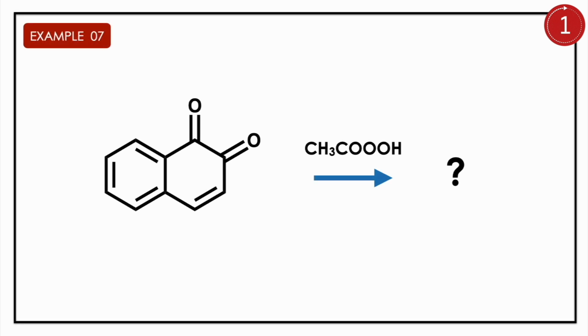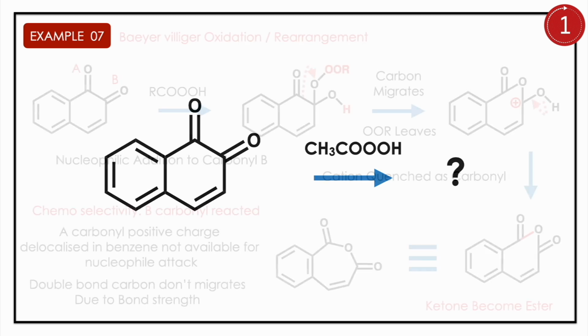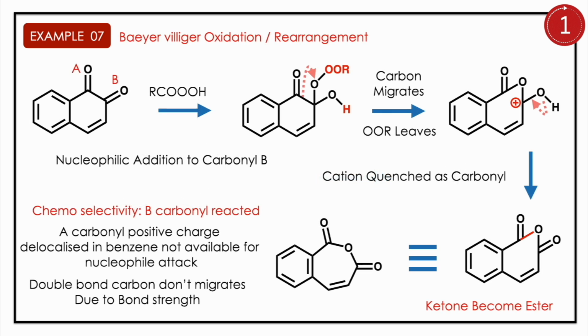Then the next example. Here you have a fused system, benzene and cyclohexane. The cyclohexane has a diketone as well as an alkene. You are using the peracid. You should find what will be the final product. Here the starting material is very interesting because you have two ketones. Which ketone will be reacting? Here I labeled them A and B.